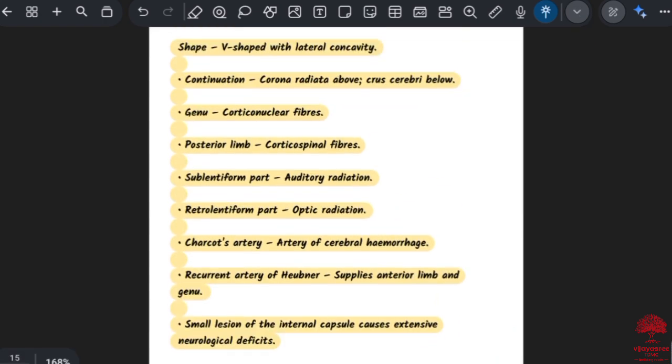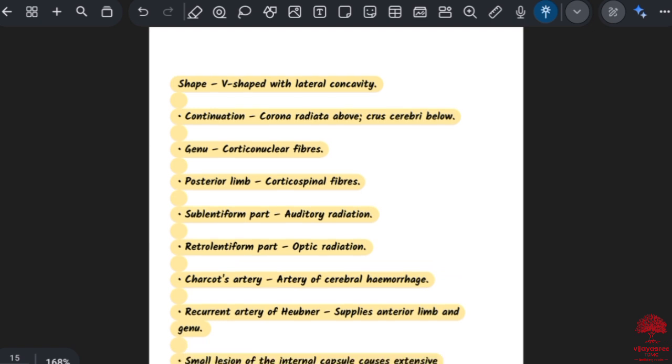Now coming to a quick revision. The shape of the internal capsule is V-shaped with the lateral concavity. It is a projection fiber tract. It is continuous above as the corona radiata and below as the crus cerebri of the midbrain. For the anterior limb, the most important fibers are the corticopontine fibers. For the genu, it is corticonuclear. Then the posterior limb, corticospinal. The sublentiform part, the auditory radiation, and the retrolentiform part is the optic radiation.